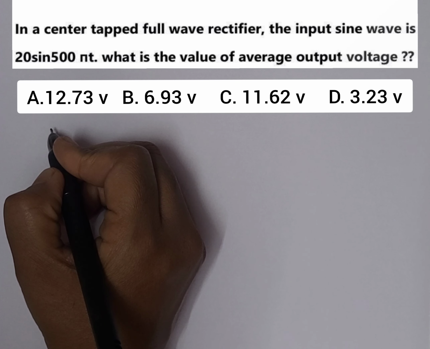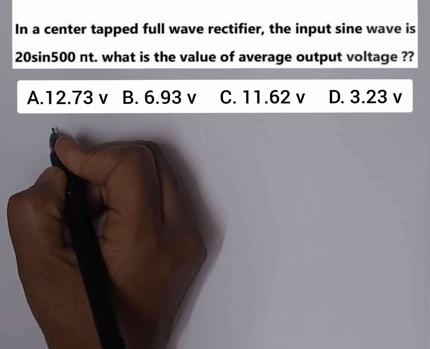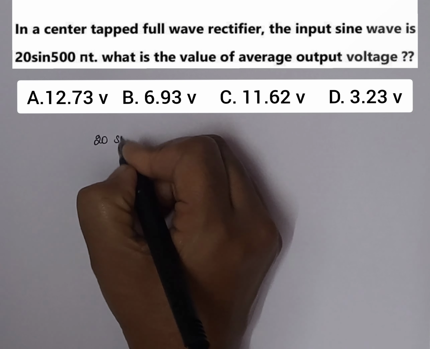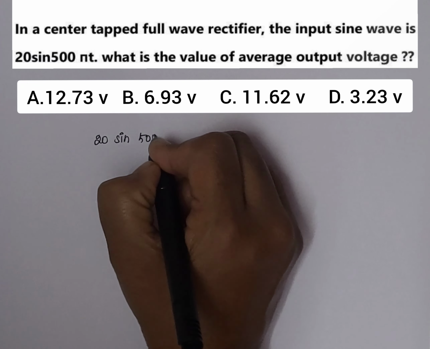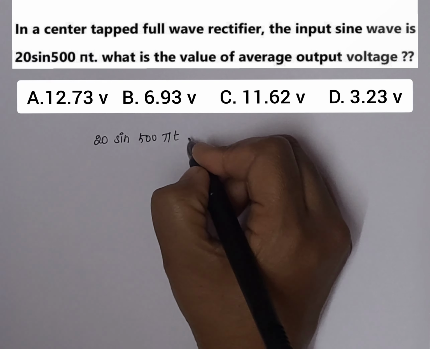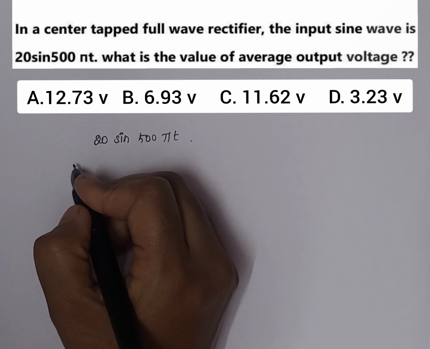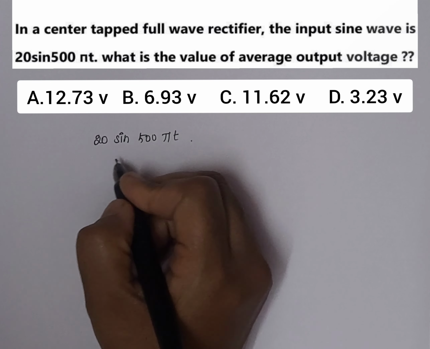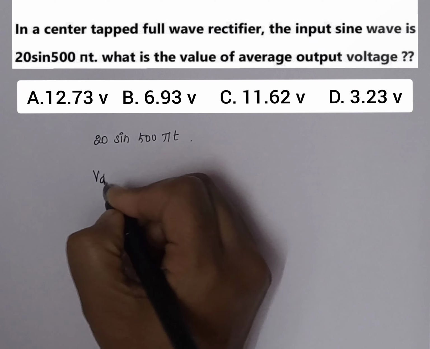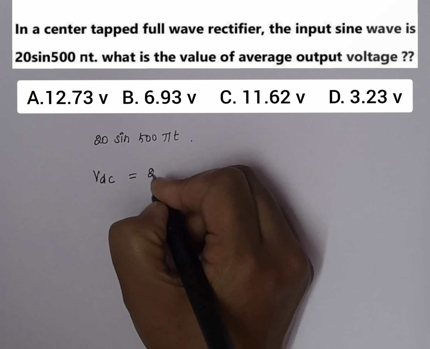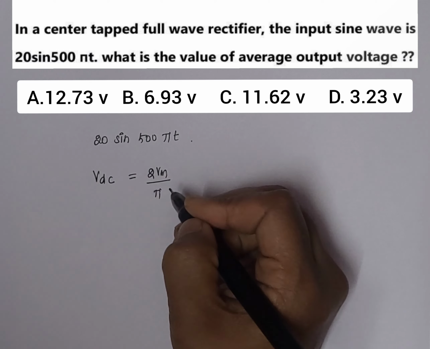Next question. In a center tapped full wave rectifier, the input sine wave is 20 sin 500 pi t. What is the value of the average output voltage? To solve this question, we need to know the relationship for the average output voltage, commonly referred to as VDC, of a full wave rectifier, which is equal to 2 Vm divided by pi.